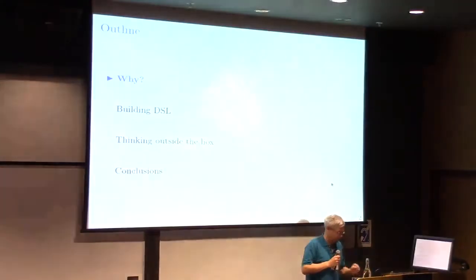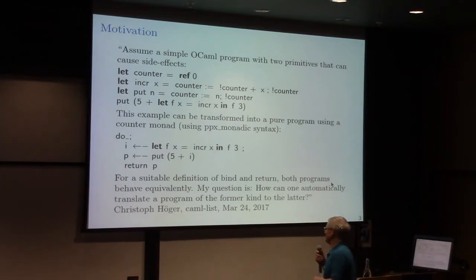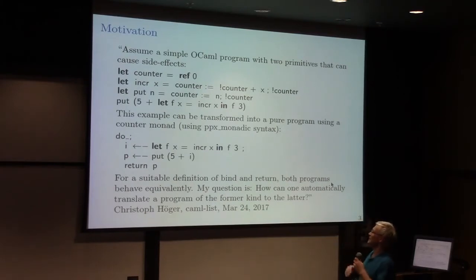There are two motivations for this talk. The first motivation is a message that was posted on a Camel mailing list in March 2024. It says, assume the following Camel code that has side effects, can we automatically transform it into something using a suitable monad? That's a natural question, and what bothers me is that it appeared so natural to so many people.